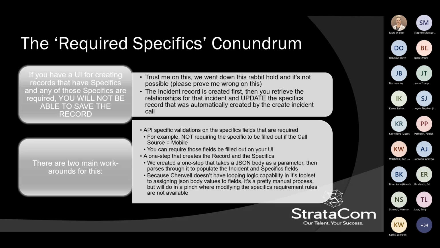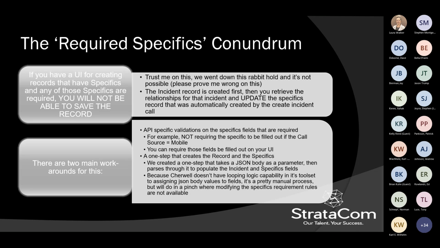We couldn't get it to work. So what you end up having to do is maybe API-specific validation. Like what we do is, in call source, we'll create a mobile call source, and then on the validation, we'll check for mobile. And if the call source is set to mobile, it ignores the validation for the specific fields. So then everybody entering that, say on the portal, has to fill in the specifics.